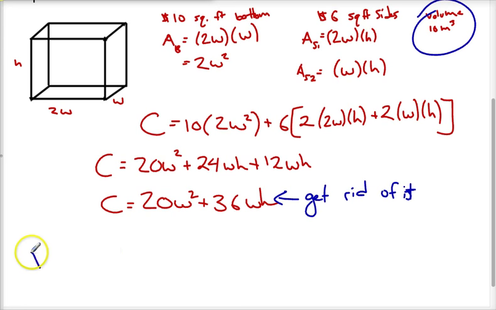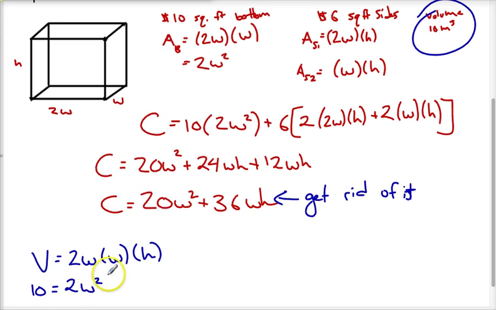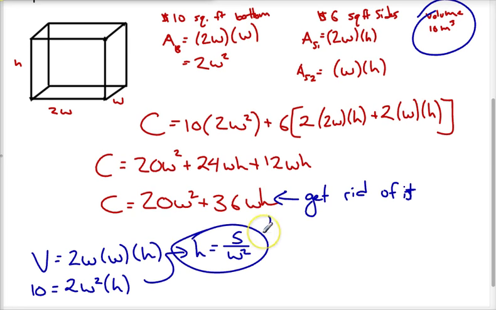So I know that the volume of this prism is going to be 2w times w times h. But I also know that the volume is 10 cubic meters, so I can actually replace this and say 10 is equal to 2w squared times h, and then I can solve for h. So h is going to equal 5 over w squared.